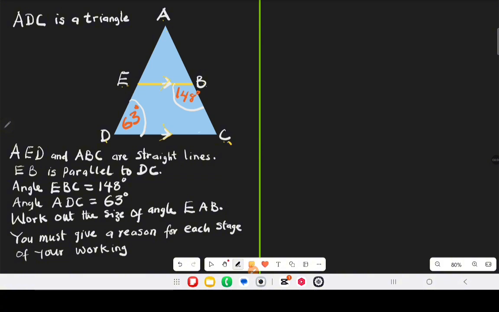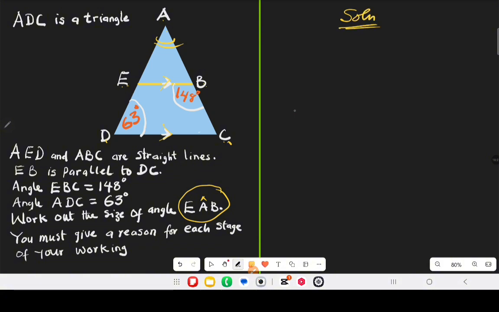The angle at EBC is 100 degrees, and angle at D, where we have ADC, is 63. Work out the size of the angle EAB. You must give reason for each stage of your working. Then to solve this, we say solution.